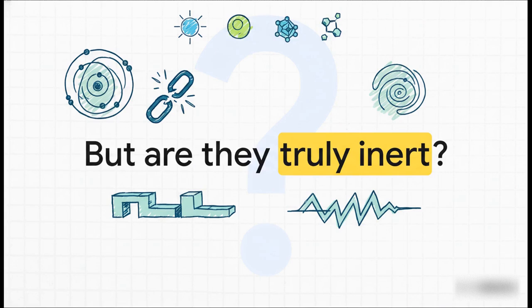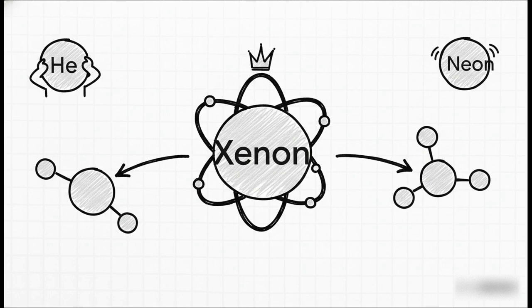For ages, chemists called them the inert gases, which basically means totally unreactive. But is that really the whole story? Are they truly inert? Well, the answer is not really. It turns out the heavier noble gases aren't quite so noble. Now, nobody's ever managed to make a stable compound with helium or neon.